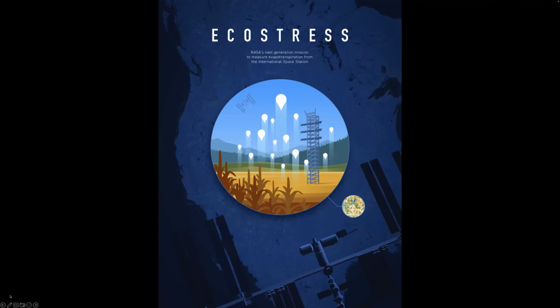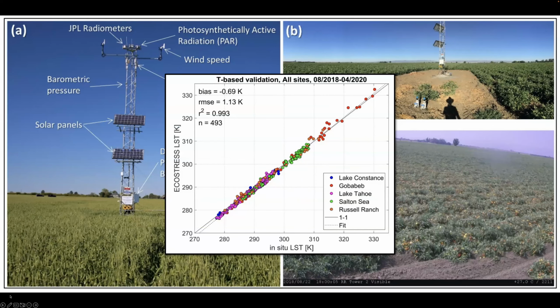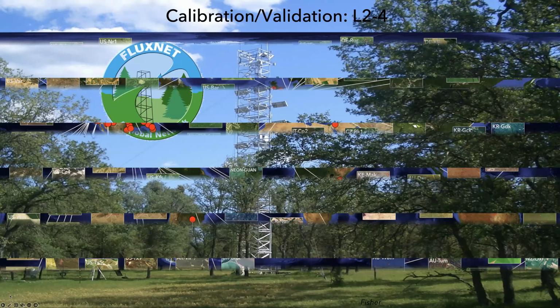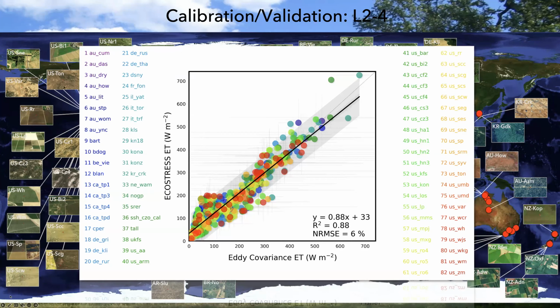When ECOSTRESS first launched, we did a lot of validation against eddy covariance sites around the world, as well as surface temperature measurement validation sites. This was the validation for ECOSTRESS that we were able to get in more real time, right when the mission launched, to do quick sanity checks on the data. And there are a lot of processing issues to deal with in terms of clouds and aerosols and things like that.